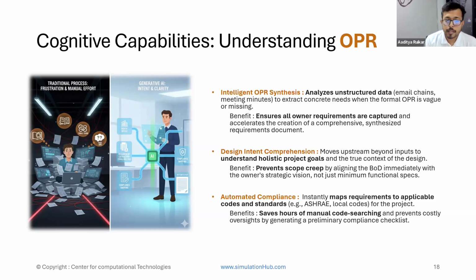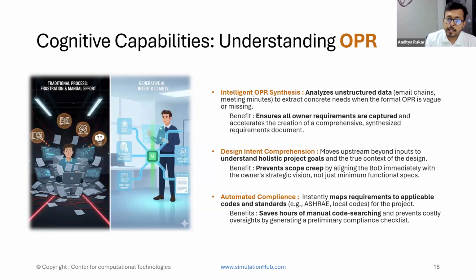We can see intelligent OPR synthesis. If you have unstructured data, like the owner might not have provided a formal OPR, or provided a vague OPR, or a few things are missing, it can go and check through all your email chains. You can upload your minutes of the meetings and it can come up with a formal OPR document, which you share with your client to check whether what he is saying is correct or not. This ensures all owner's project requirements are captured, so that you can go directly to basis of design.